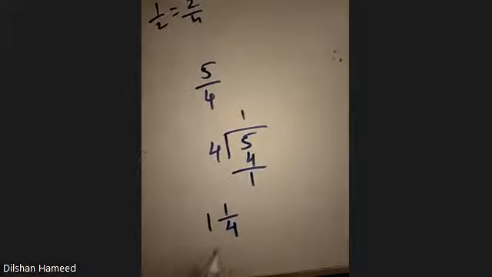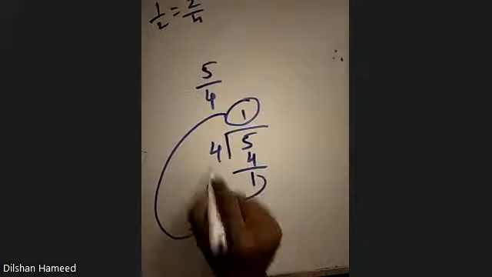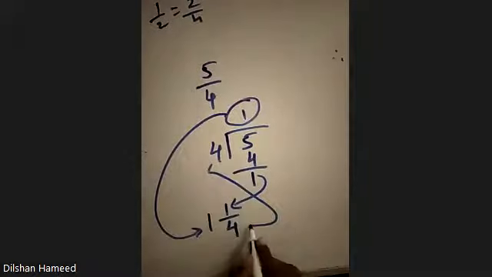Okay. Now you will get a confusion: which one will I put here? This one will come here, and this one will come here, and this 4 will be coming here. Okay.